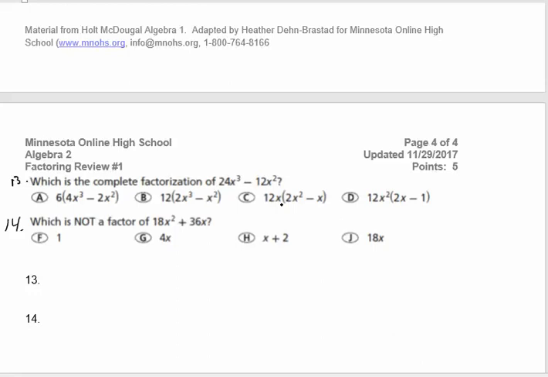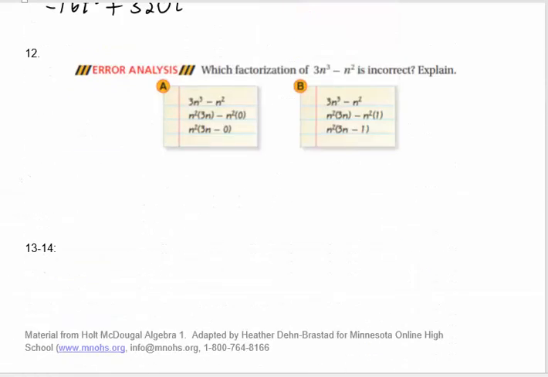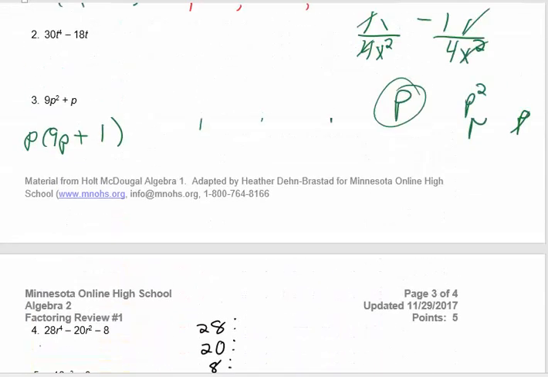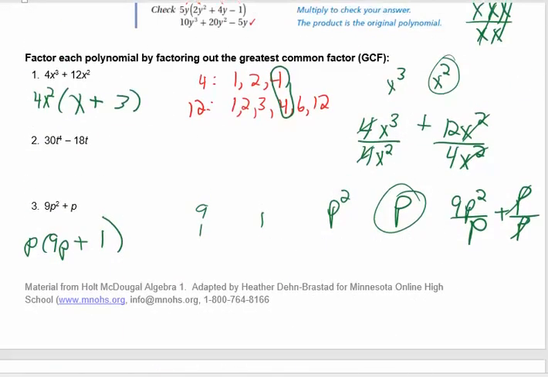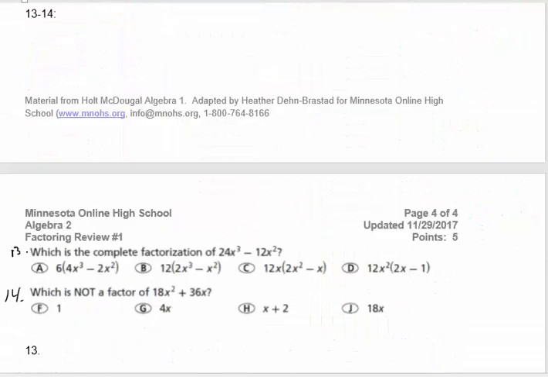X plus 2, let me go back to what we wrote for number 1 that we solved. In number 3, after you factor out the GCF, this is a factor and all of this is a factor. So p is a factor and 9p plus 1 is also a factor. These are both called factors now. So that might help you answer that question 14.